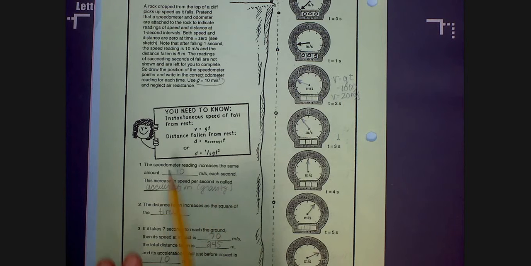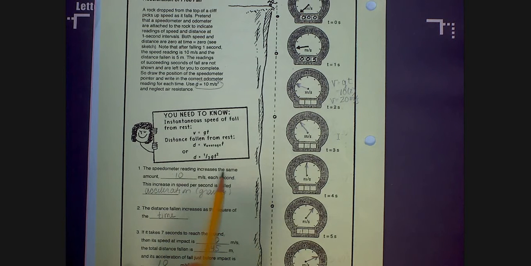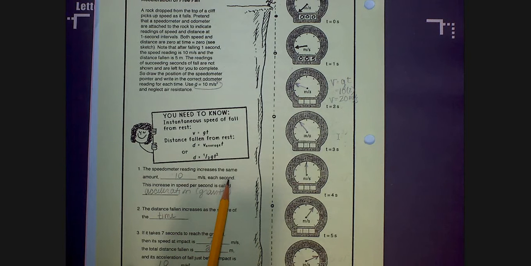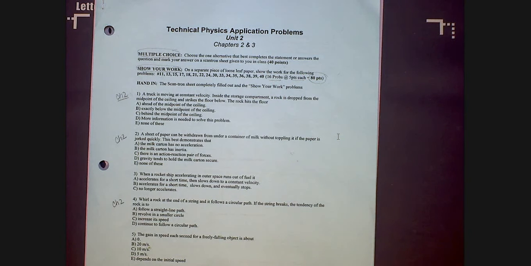So the longer it's in the air as it drops, the faster it's going to continue to go, picking up 10 meters per second every second. So for number 1 here, we can say the speedometer reading increases the same amount, 10 meters per second, each second. This increase in speed per second is called acceleration of gravity. Okay? We'll go back to fill in the other values in just a bit when we talk about how distance is related.